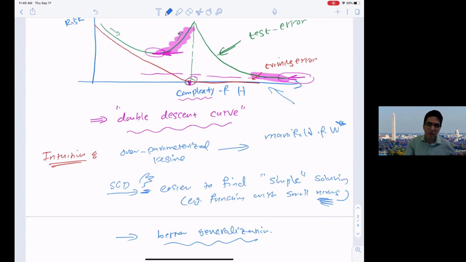So, a function with a smaller norm. So just think about the norm of the parameters.